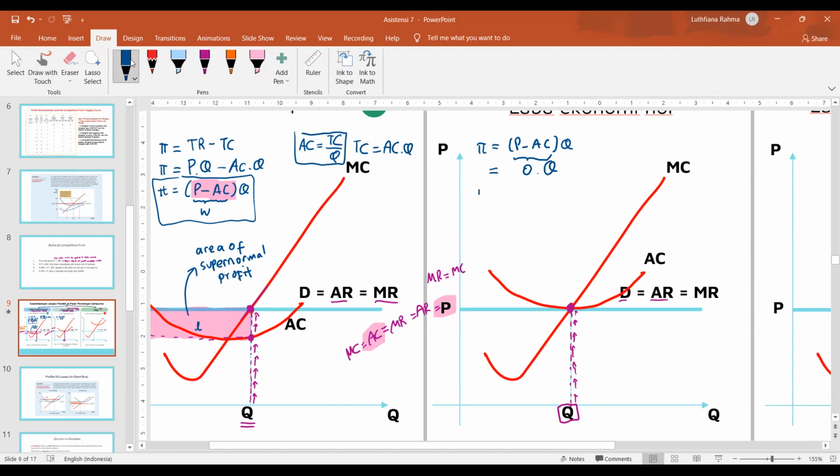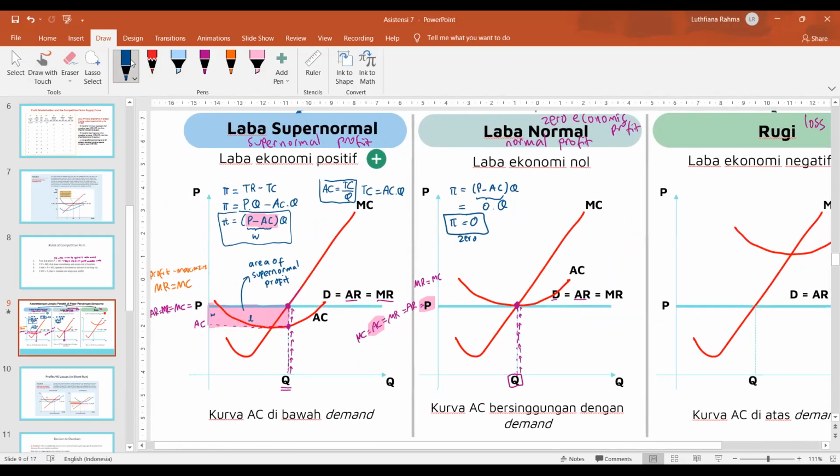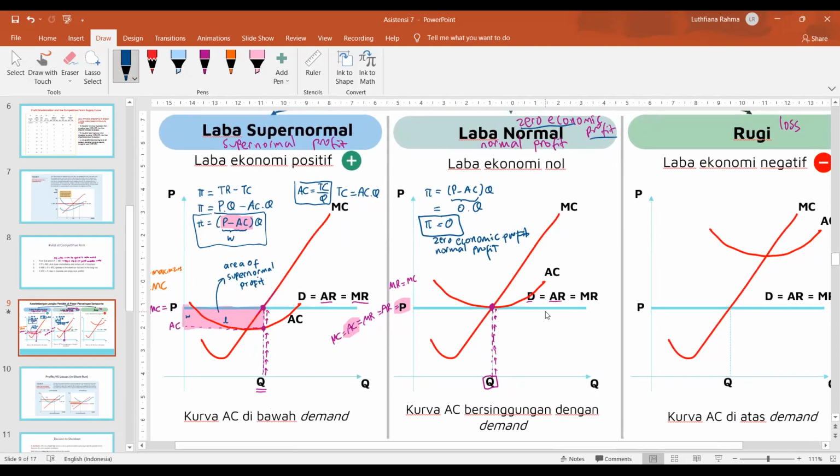Zero times Q means that the profit is zero, or that we have zero economic profit, like what is stated here. Or it can also be said that it has a normal profit. So the characteristic if the firm has a normal profit condition is that the average cost will intersect or be tangent to the price curve. All right.